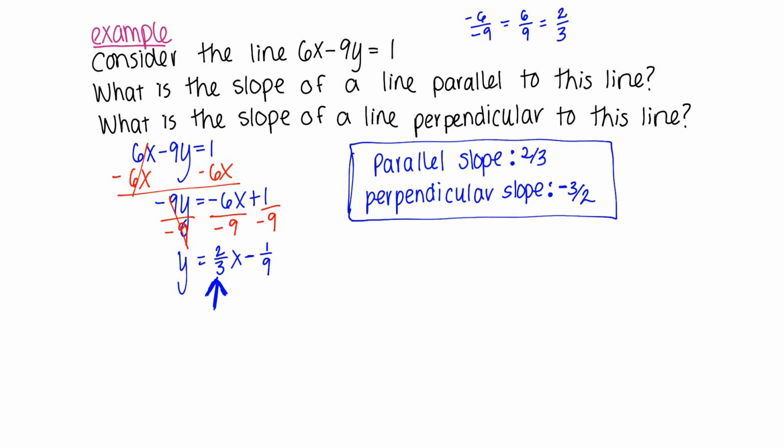And that's that for this one. Put it into slope-intercept form, find the parallel slope, and then opposite sign, and take the reciprocal to find the perpendicular slope, and you totally got it.